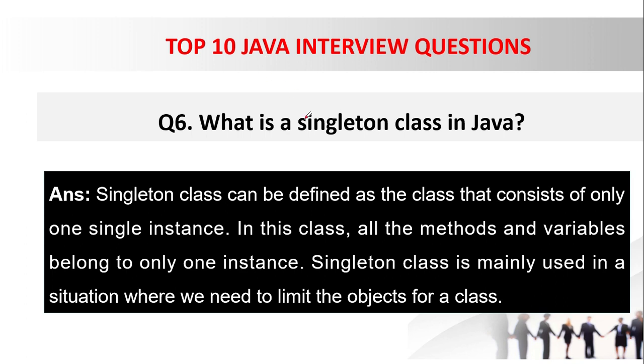Now question number 6: what is a singleton class in Java? A singleton class can be defined as a class that consists of only one instance. Whenever you want to limit the objects, like you want only one object of a class, then you can create a singleton class. In this class all the methods and variables belong to only one instance. Only one instance of that class will be created, hence it is called a singleton class.